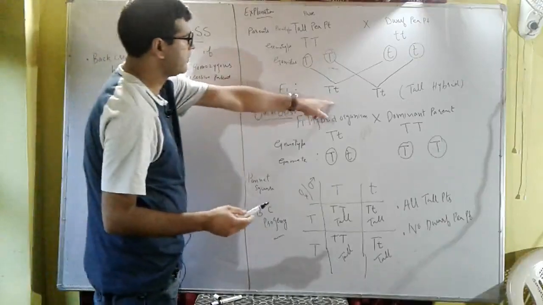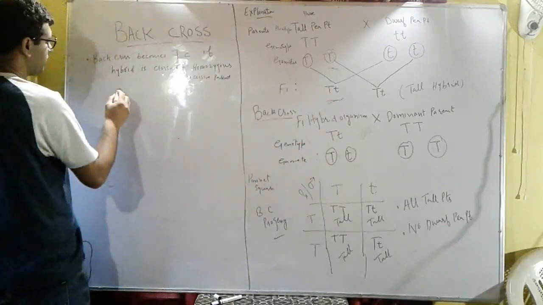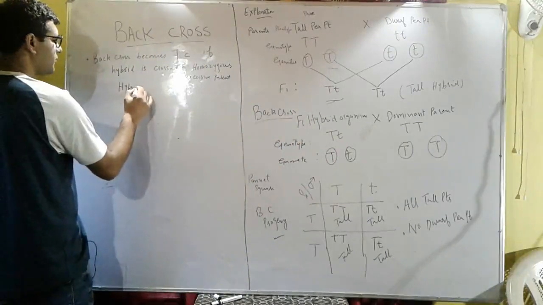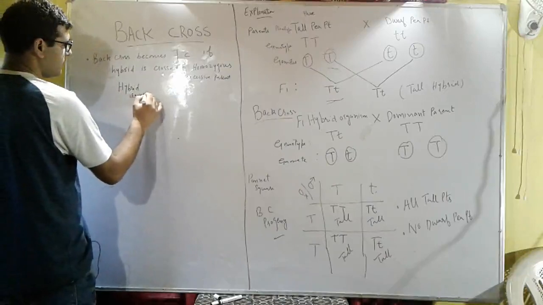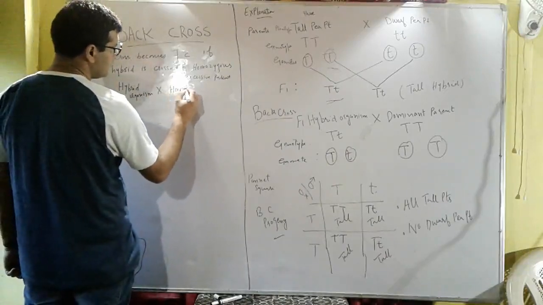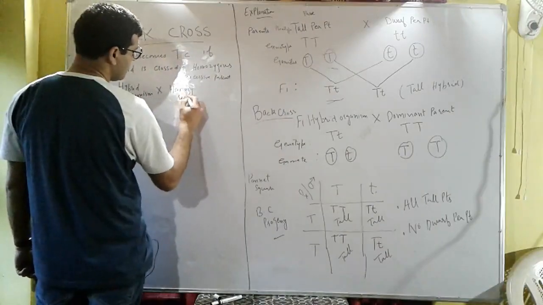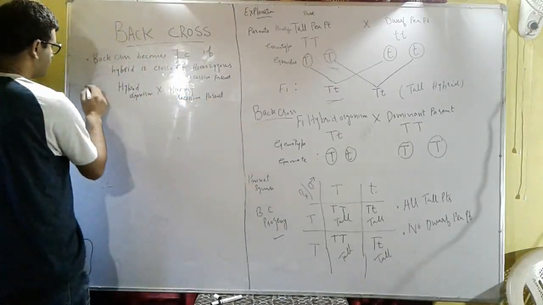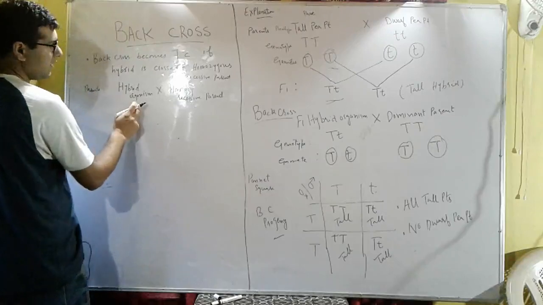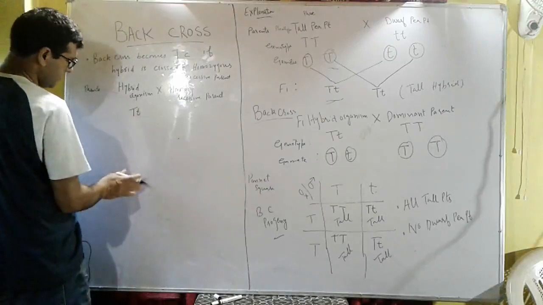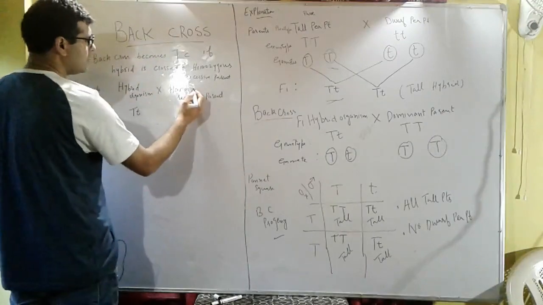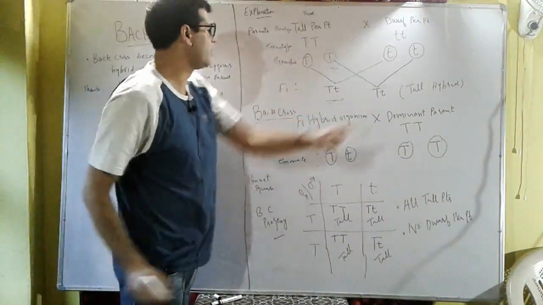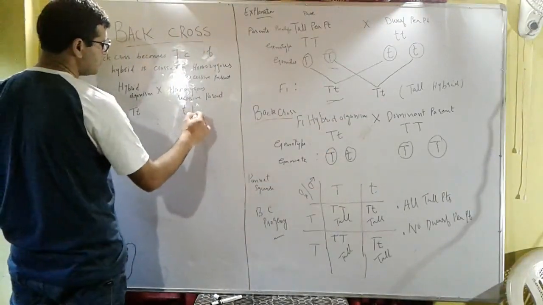So we have the F1 hybrid organism. It is being crossed with the homozygous recessive parent. These are the parents. For the hybrid organism we have capital T, small t, and for the homozygous recessive parent we have small t, small t.